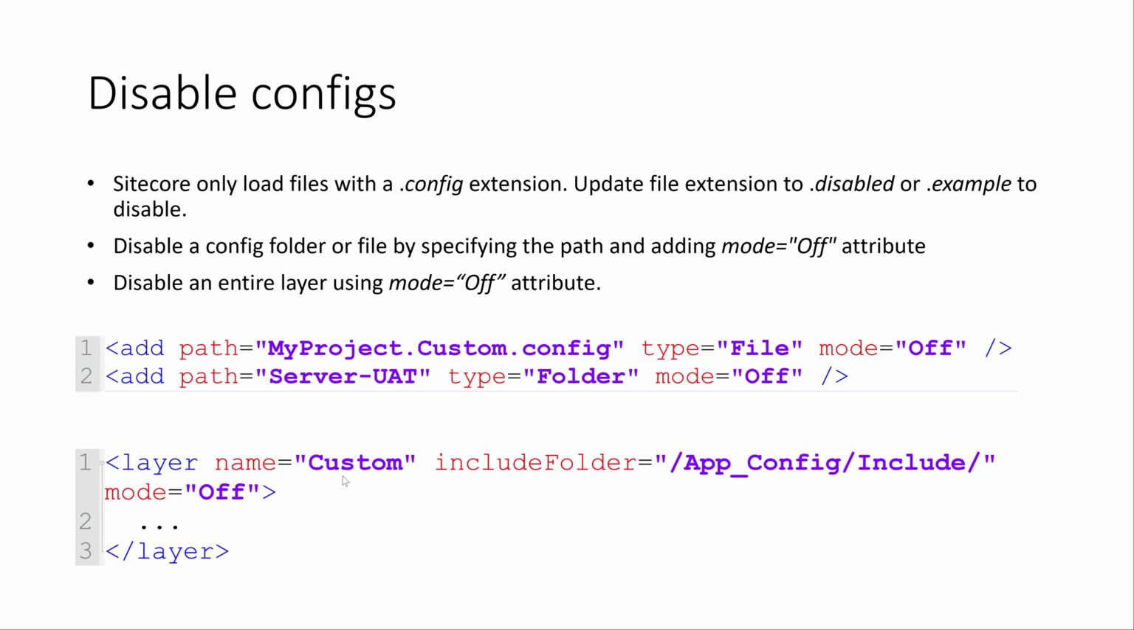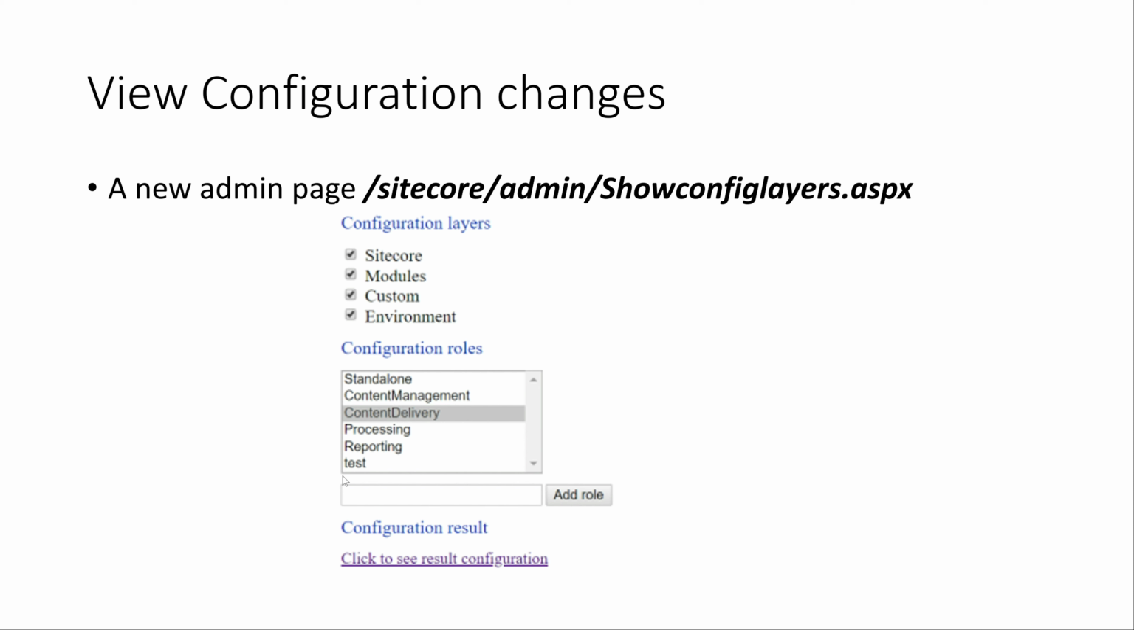Next, Sitecore also introduced one new administrator tool, which is showconfiglayers.aspx. If we are working through some of these configuration layers and want to see how the final result will come out, we can make this selection and check how the final merged configurations will appear. We have already seen showconfig.aspx, but this is another page, showconfiglayers.aspx. So that's enough about theory. Let me show you just a few pieces of how it all works.